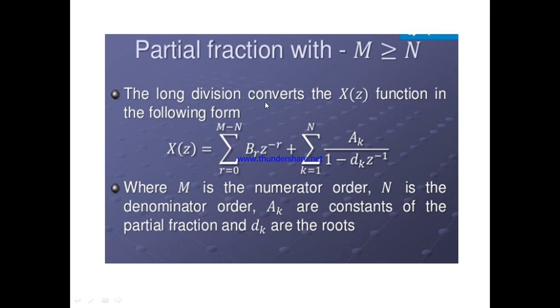The long division converts the X(z) function into the following form: X(z) equals sigma r equals 0 to m minus n of B r z power minus r, plus sigma k equals 1 to n of A k divided by 1 minus d k z power minus 1. Here m is the numerator order and n is the denominator order. A k are the constants of the partial fraction, and d k are the roots.